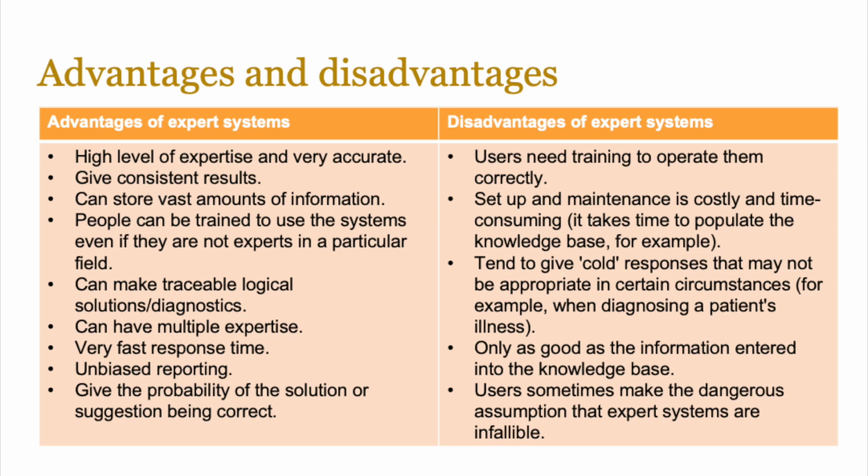They can make traceable logical solutions. They can have multiple areas of expertise, not just one. They often give you very fast response times, unbiased reporting. They give the probability of the solution or the suggestion being correct rather than absolute certainty, which humans often fall into a trap with. For example, when we think that our solution, our response is accurate and we come up with a huge amount of certainty, whereas the system might say, well, it's only 50% certain or 75% certain, and then the end user can make their decision.